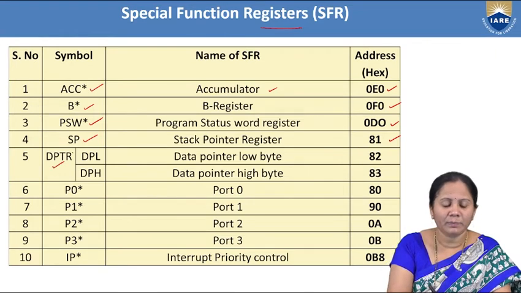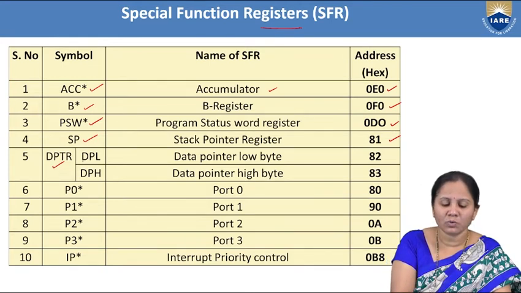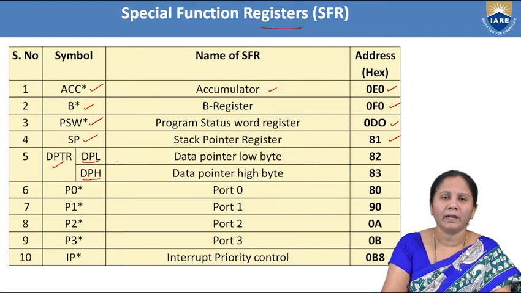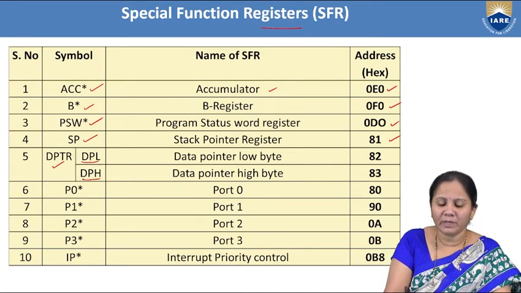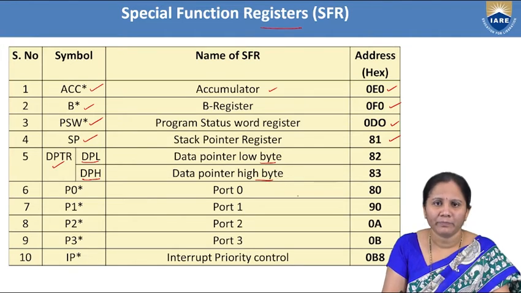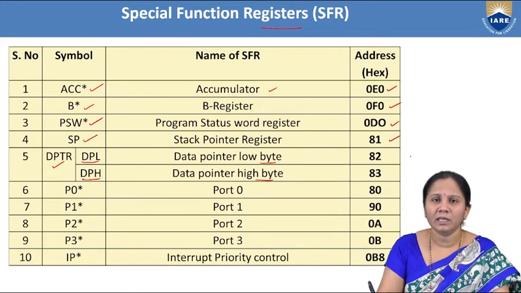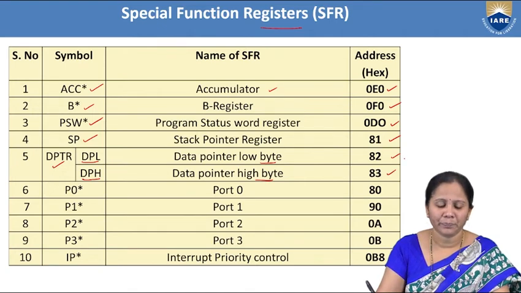And here we have the DPTR register. DPTR stands for data pointer. Generally it is a 16-bit register. If we want to use that 16-bit register as two 8-bit registers, we can use it as DPL and DPH. DPL stands for data pointer low byte and DPH stands for data pointer high byte. These two have fixed addresses in the internal RAM space, that is 82H and 83H.